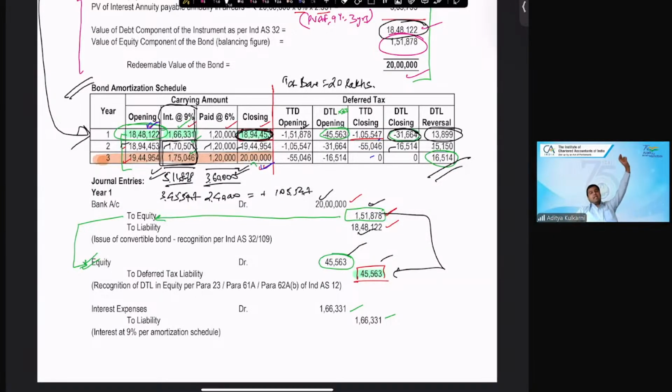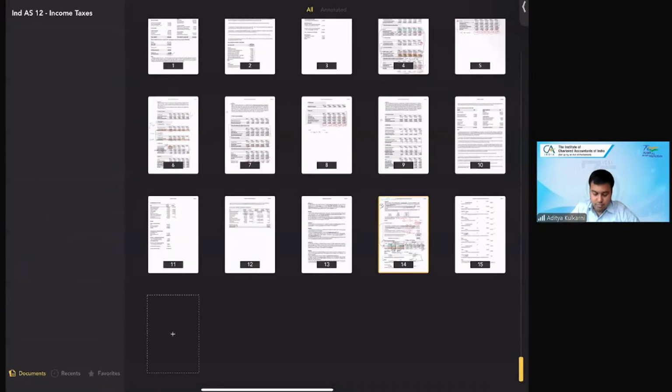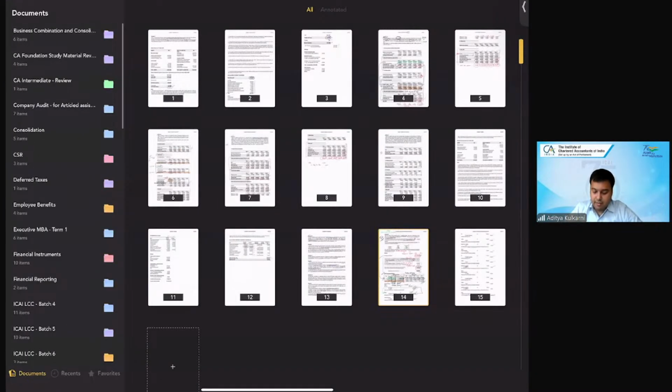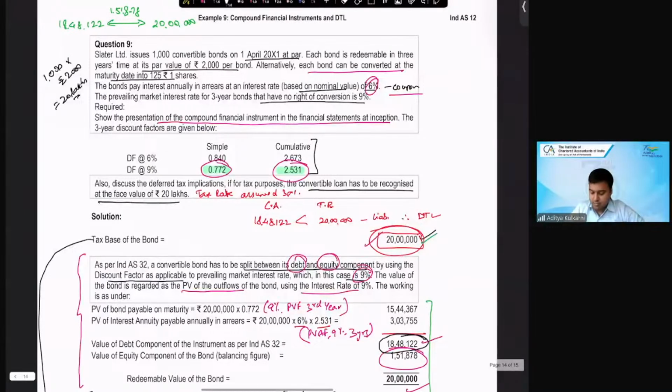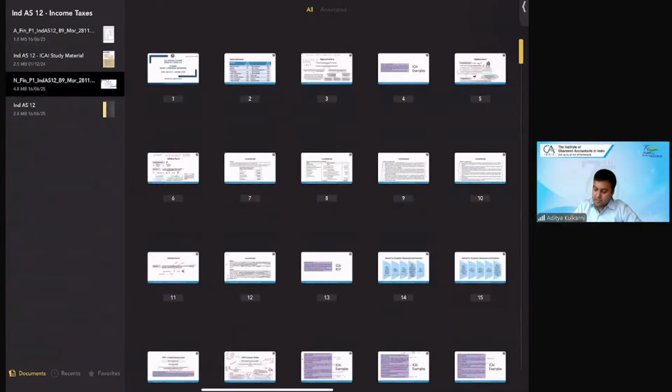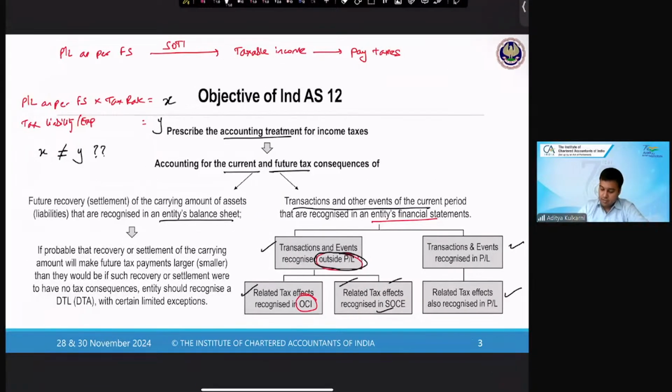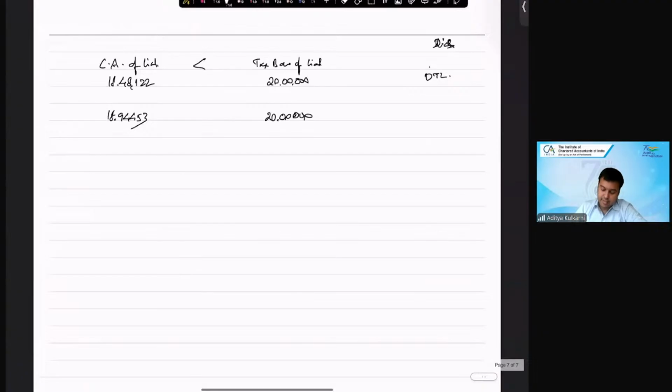We saw the very first slide. I will recognize a DTA or DTL at the original place where the difference is sitting. Yes or no? Yes, sir, we are remembering. For transactions and other events outside the P&L, related tax effects would be recognized in the statement of changes in equity. That means equity means SOCE only. So that is why it went and sat in SOCE. Okay. Next.